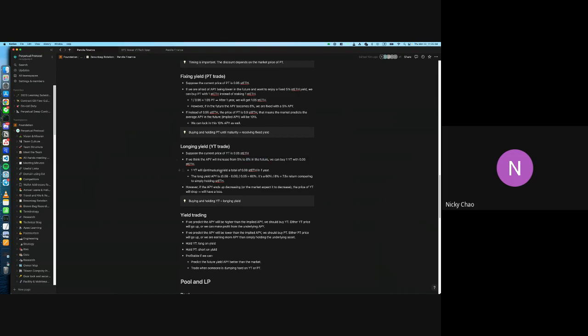So one YT will continuously yield a total of 0.08 STEs, and after 1 year, the price of YT token will become 0. That means the cost of this trade is 0.05, but you can get 0.08 STEs for the yield. So if you do this trading, the APY is the profit you earn minus the cost. It's around 60% APY, which is a lot higher than 8% if you just continue to stake or hold your STEs.